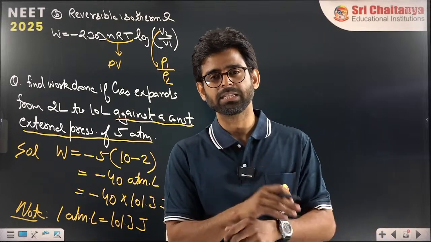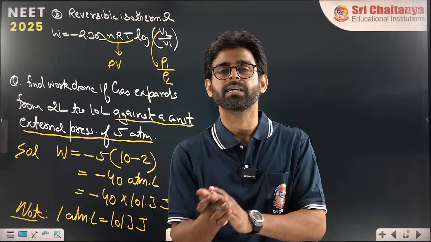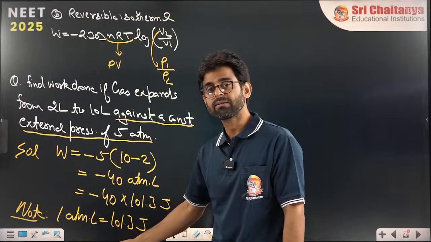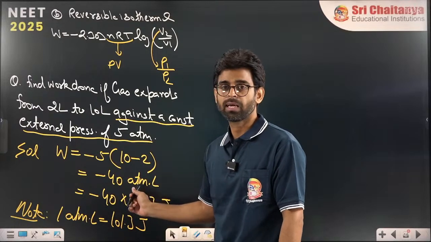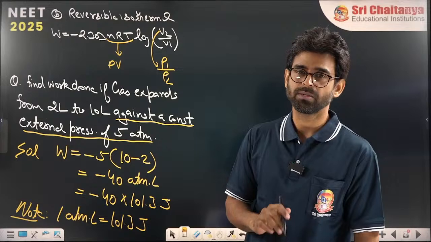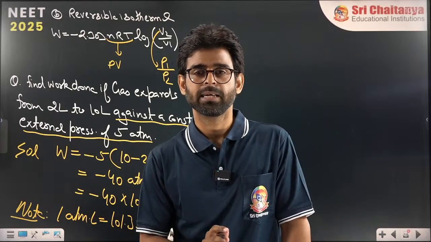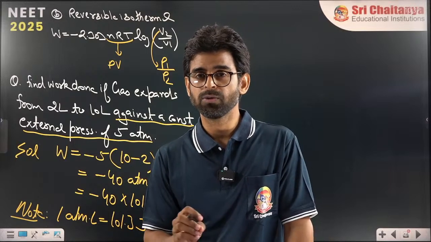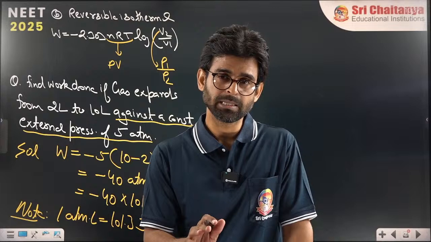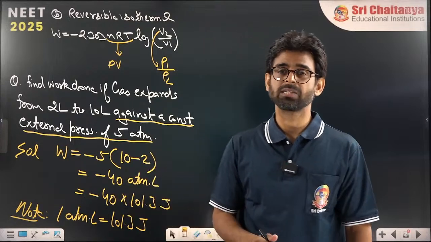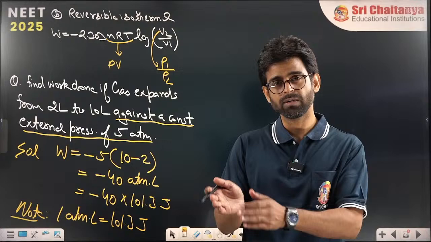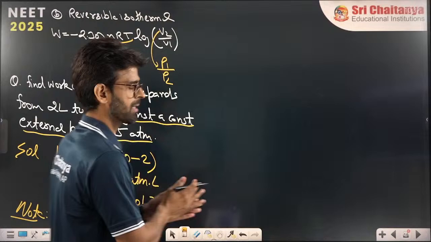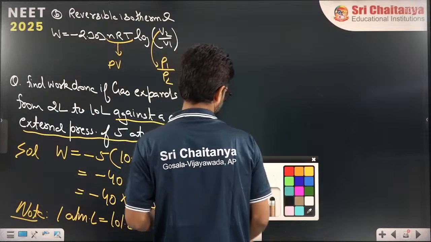Most of the time they ask the answer in joules, but they give pressure in atm and volume in liters. So don't forget to convert it, because they will give the first option as minus 40 joule and you will tick that answer. So be careful about the units. Every year students make 2-3 mistakes because of units only. And you know, one question costs you how much? 5 marks, and 5 marks can change your college, or if you are on the verge, your selection will be gone because of one question. So be careful about units, especially.